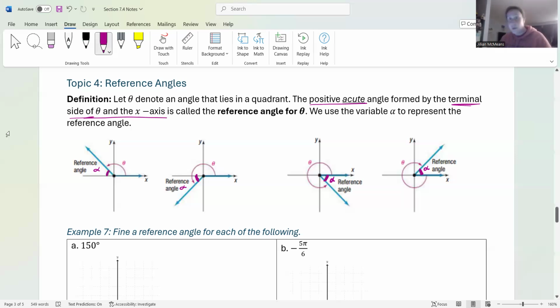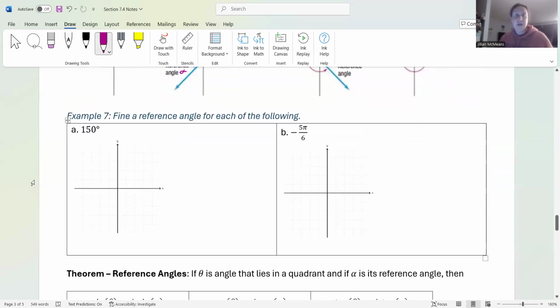So let's look at a couple of examples where all we do is find the reference angle. Example 7 says, good grief, I found another typo. I'm really sorry. This should say, find a reference angle for each of the following. Okay, so let's draw these angles and figure out how much further we need to go to get to the x-axis, or how far past the x-axis we went.